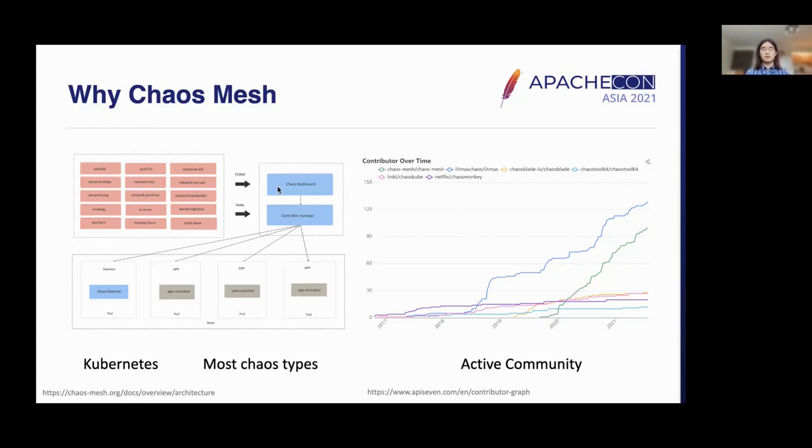And last but not the least, as an open source community, we know that only an active community can ensure the project's future. And so as you see on the right graph, the green one is Chaos Mesh. As we could see, it developed very rapidly. So we believe Chaos Mesh could help us do the work.